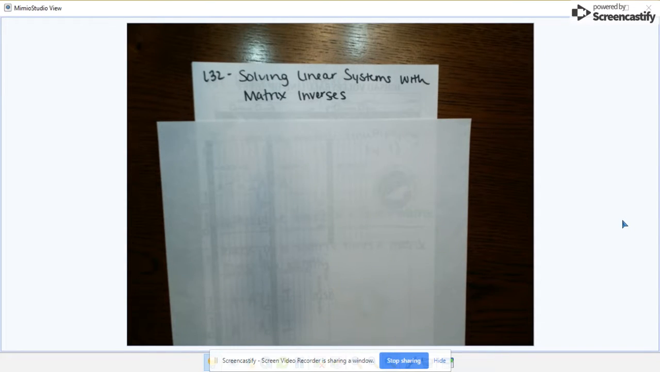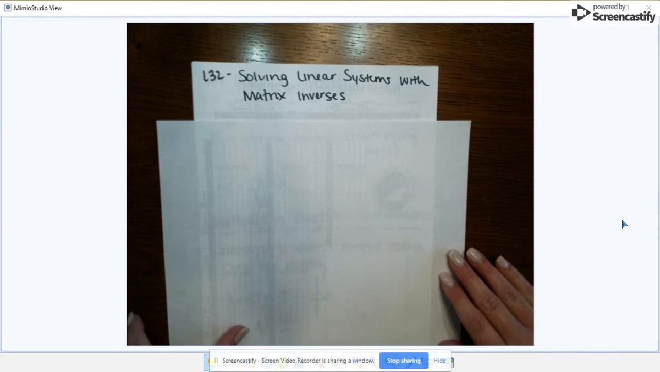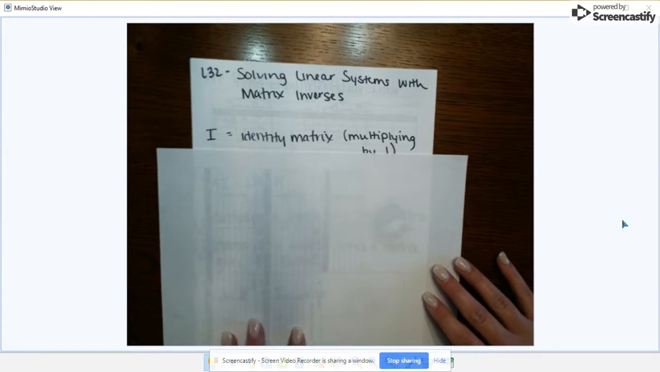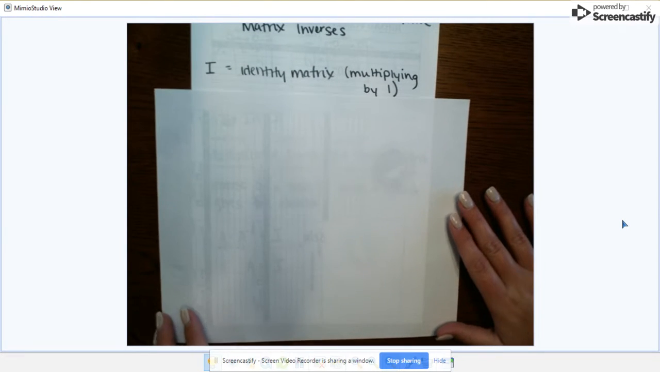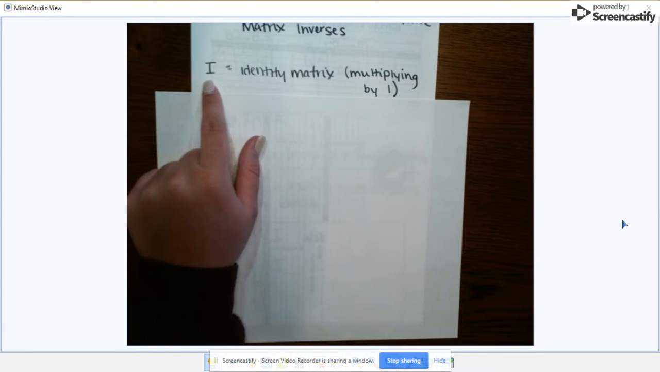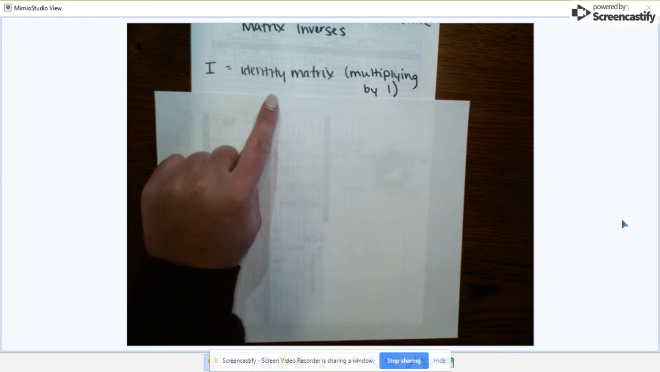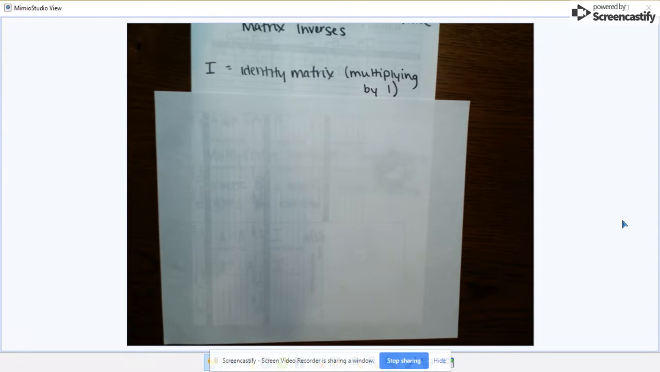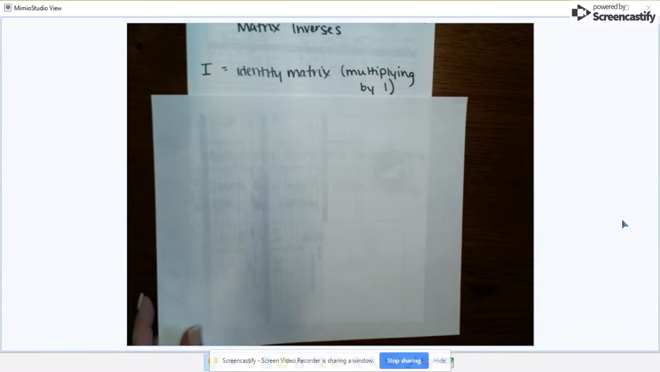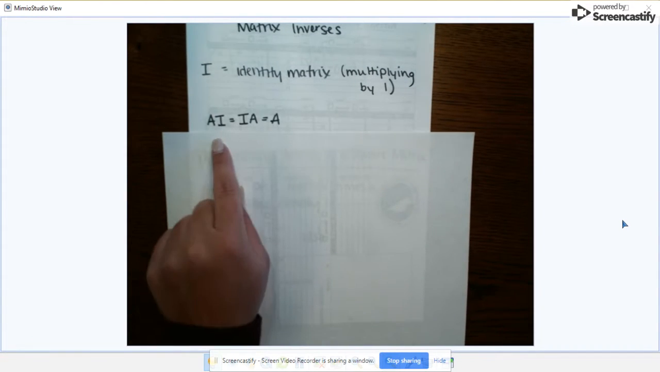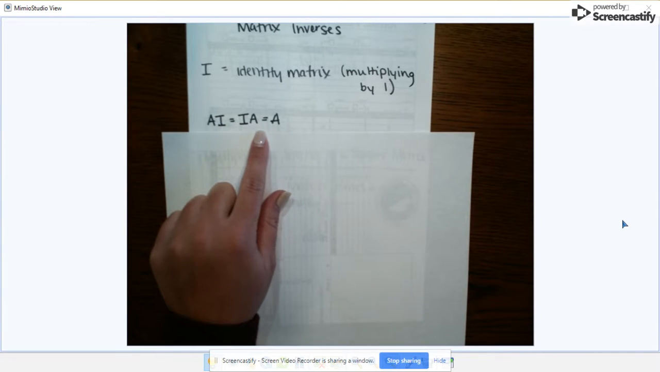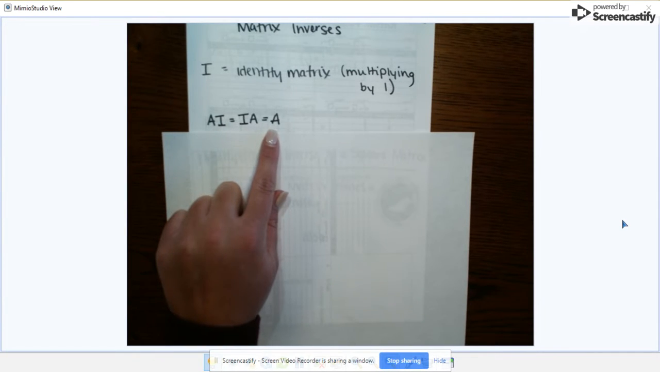Hello, we are going to solve some linear systems using matrix inverses. So a couple of just definitions quickly. If you see the letter I when we talk about matrices, that means it's our identity matrix. And it essentially is the same as multiplying by 1, so it doesn't ever change the value of our matrix. So what that means is if I take a matrix times the identity or the identity times the matrix, I'm still going to get that same matrix.